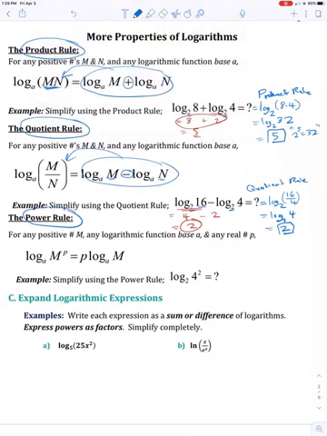What's the quotient rule allow us to do? It allows us to subtract logarithms. We do that by dividing what we're taking a log of. And remember, the product rule allows us to add logarithms. If they're the same base, we can add them by taking the product of what we're taking a log of.